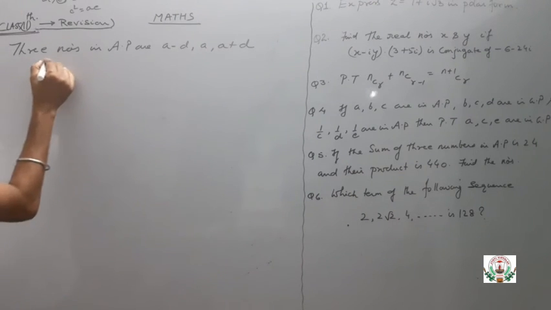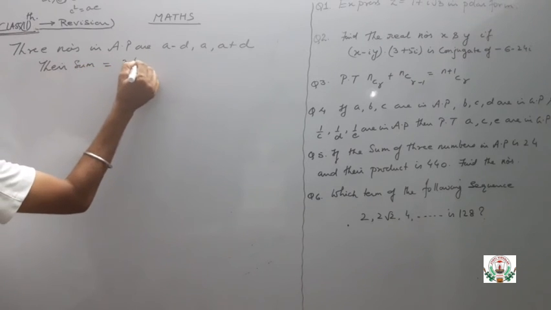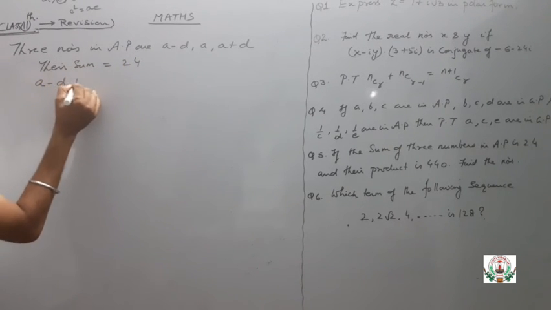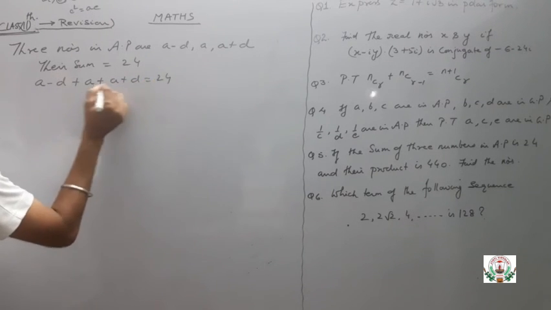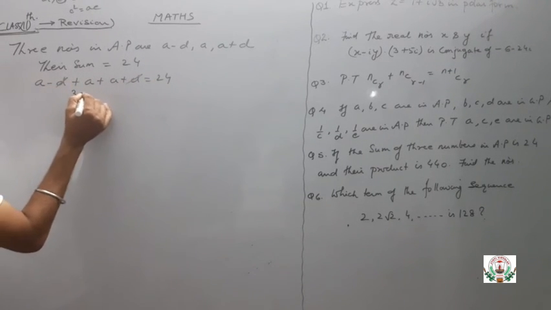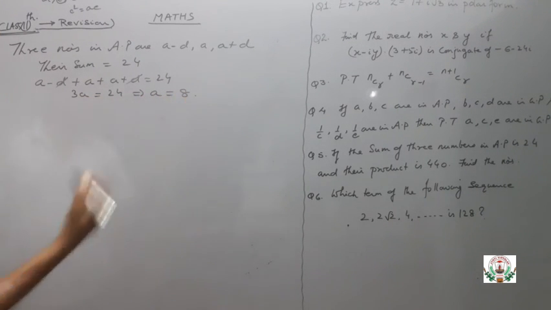First we think about their sum. Their sum is 24. So a minus d plus a plus a plus d is equal to 24. So plus d minus d cancel, 3a equals 24, which implies the first term a is 8. Now their product is 440.